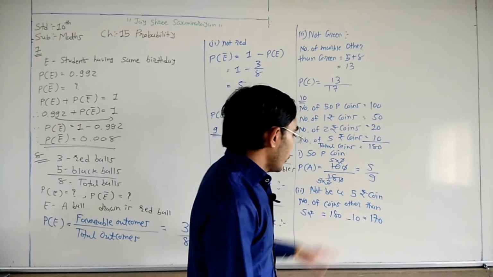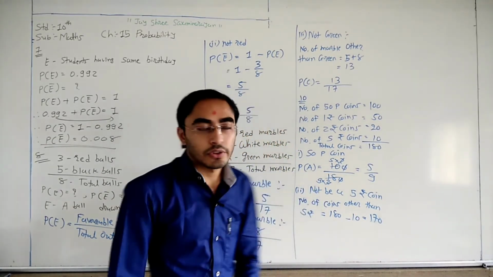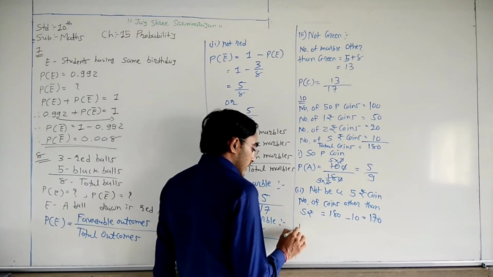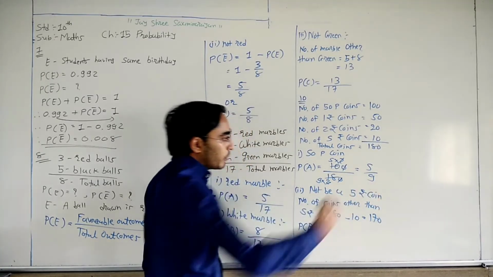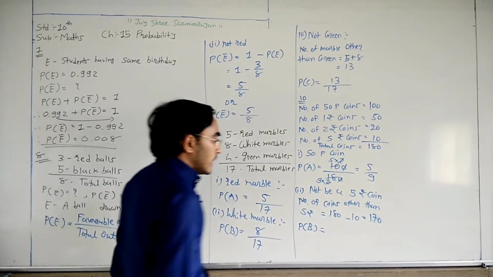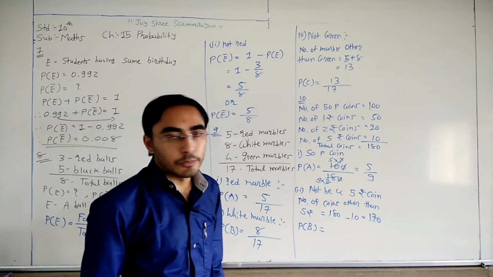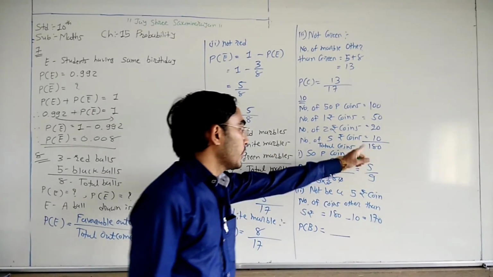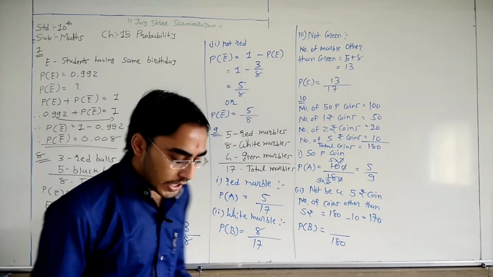Okay? So in total we have 170 coins other than 5 rupees. Now we can find the probability. The probability of event B, that means not a 5 rupee coin, is equal to favorable outcomes over total number of outcomes. So the total number of outcomes is 180, right? Because in total we have 180 coins.